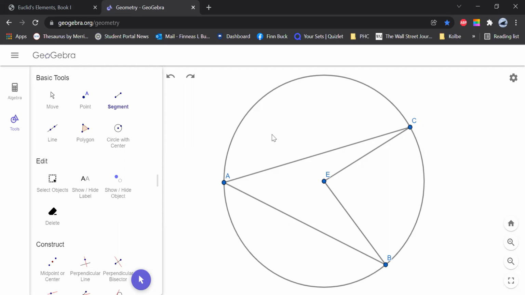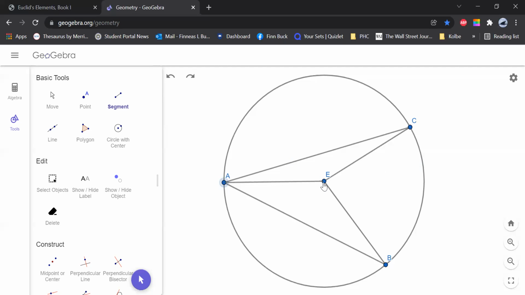Proposition 320 states: in a circle, the angle at the center is double the angle at the circumference when the angles have the same circumference as the base. Right here we have a circle, an angle that starts at the center here, and an angle that starts at the circumference here. According to proposition 320, the smaller angle, BAC, should be half the size of BEC, or BEC should be 2 BAC. So the first step to prove this: join A and E.